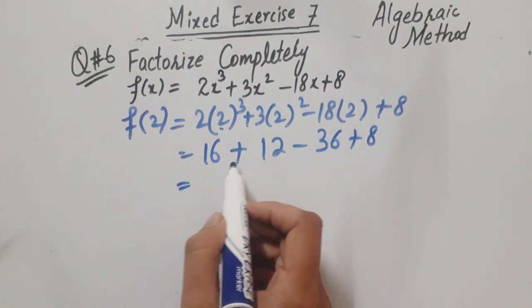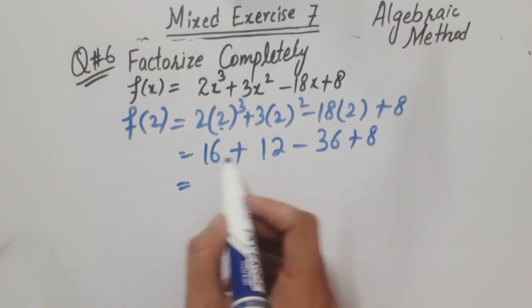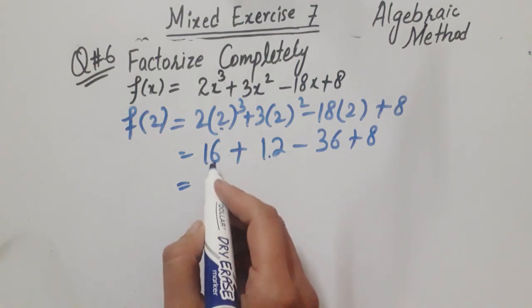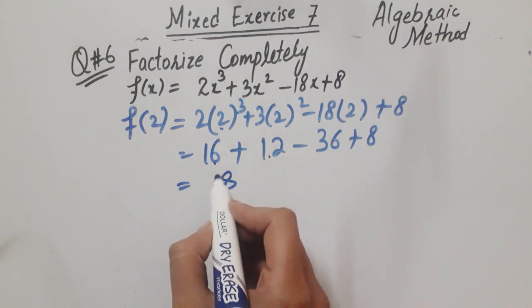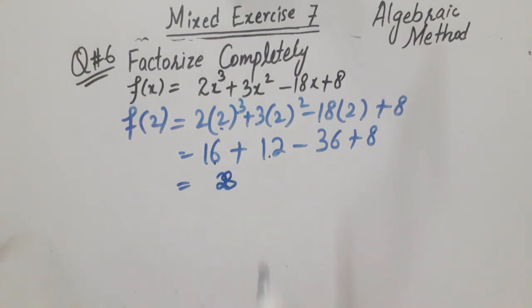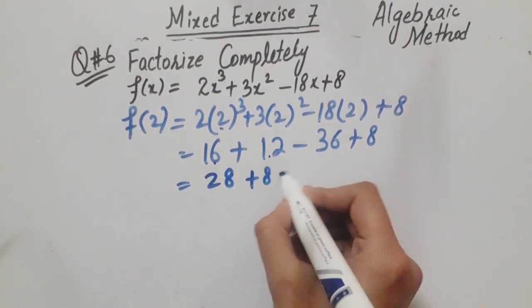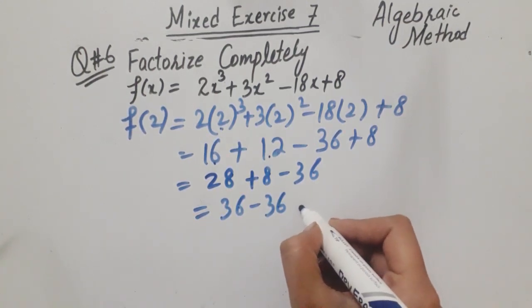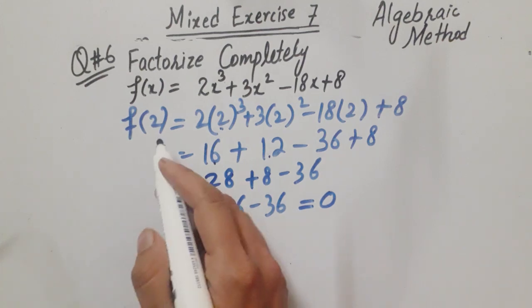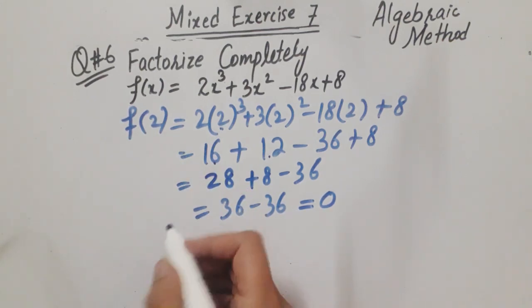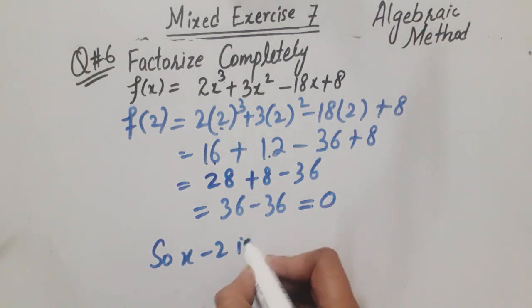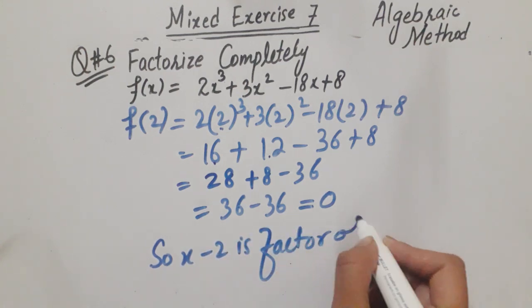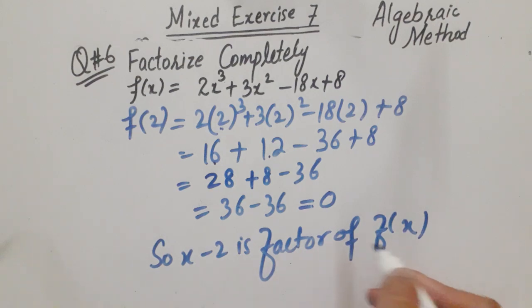Now we will get 16 plus 12 is 28. So 28 plus 8 minus 36. So 36 minus 36 is equal to 0. It means x minus 2 is a factor of f of x. Now we will solve this by the division method.